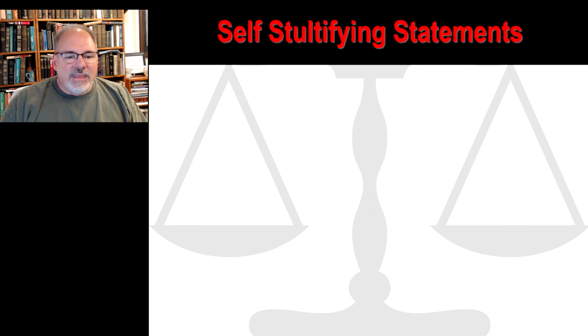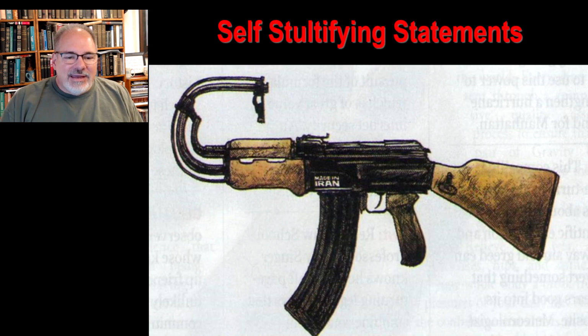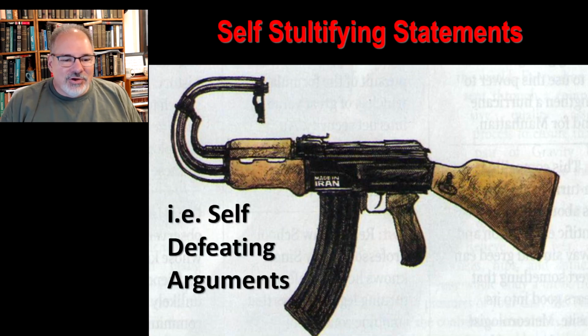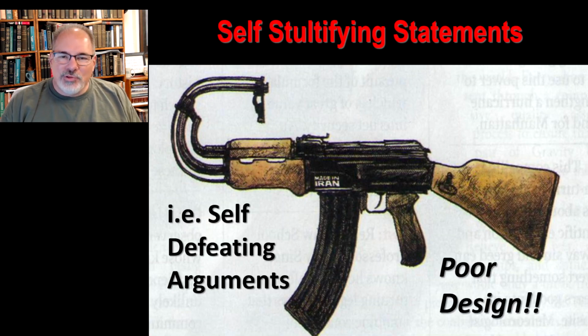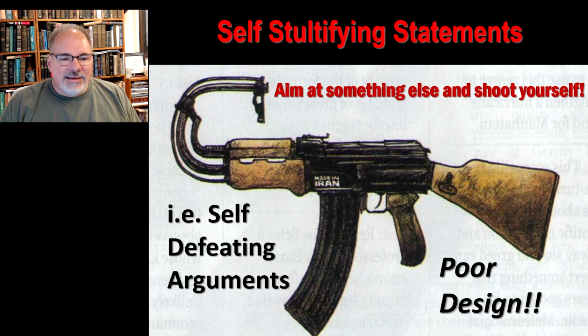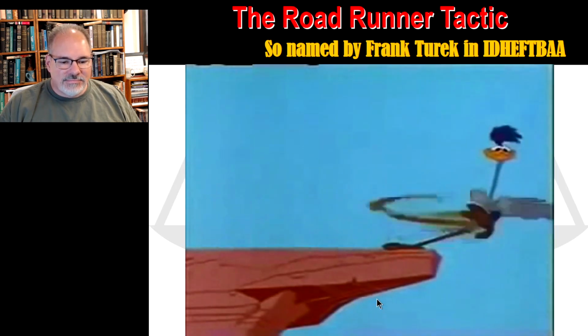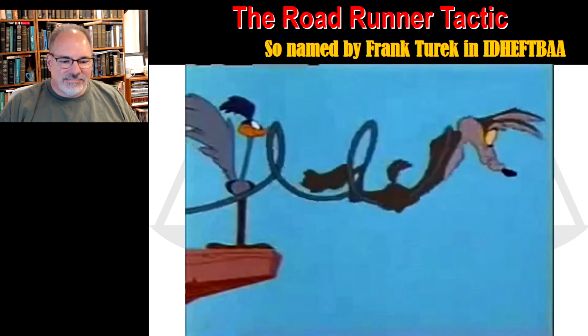So, moving on. We're now going to get into some self-stultifying statements. What is that? Big word, right? That is when you make a statement, but you're actually contradicting yourself, or you're shooting yourself. So it's a self-defeating argument. Like a gun with a poor design: you aim at something else, but you end up shooting yourself.